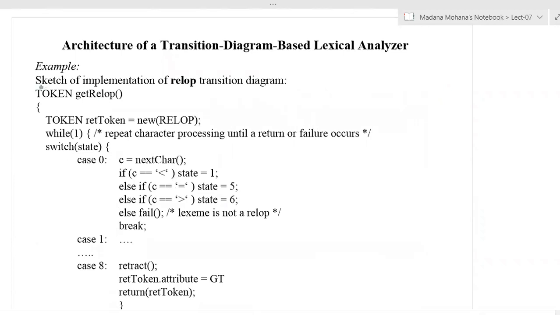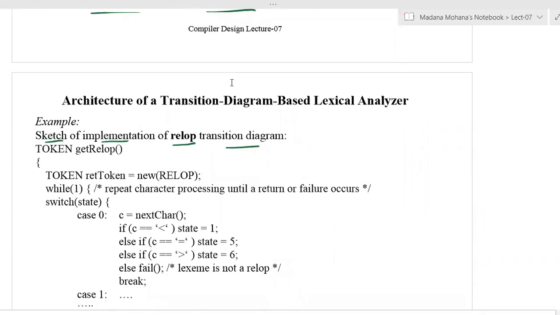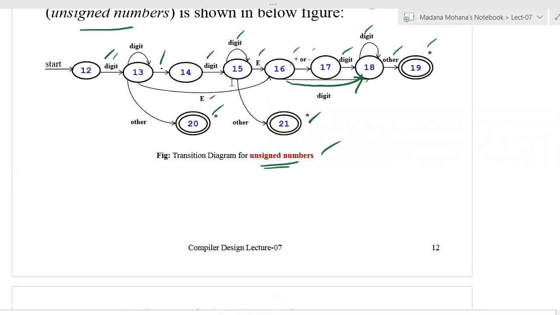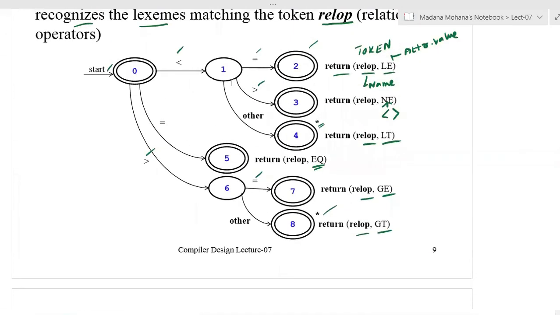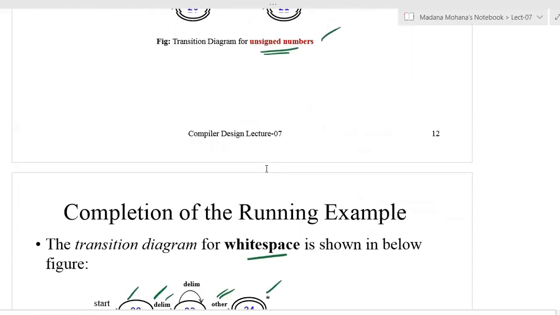For example, a sketch of the implementation of the relational operator transition diagram. Relational operator is the token. You can recall the transition diagram for relational operators and its states, so for that we will demonstrate the algorithm here. Keep this diagram in mind: starting state 0, then 1, 2, 3, 4, 5, 6, 7, 8. Total 8 states are there. Using switch cases, we will consider all these states and return the respective token value.